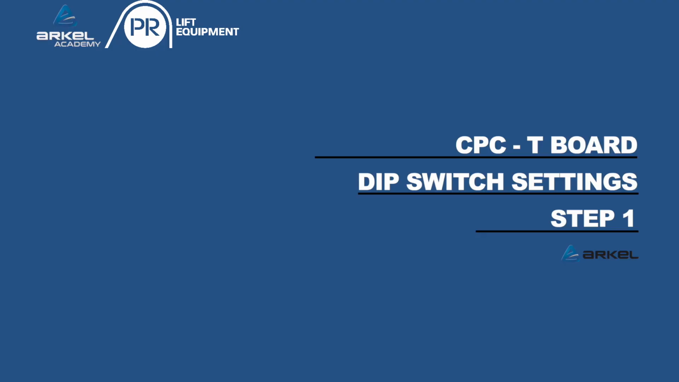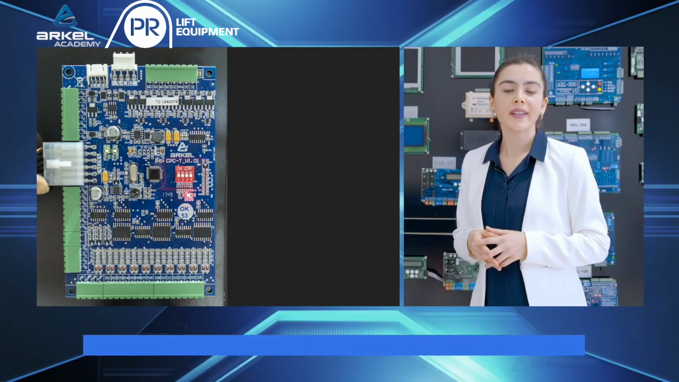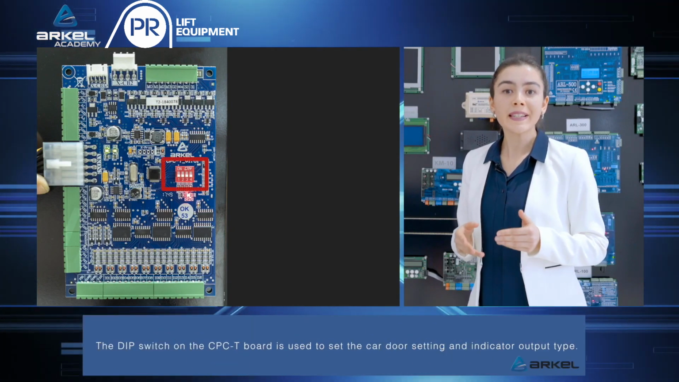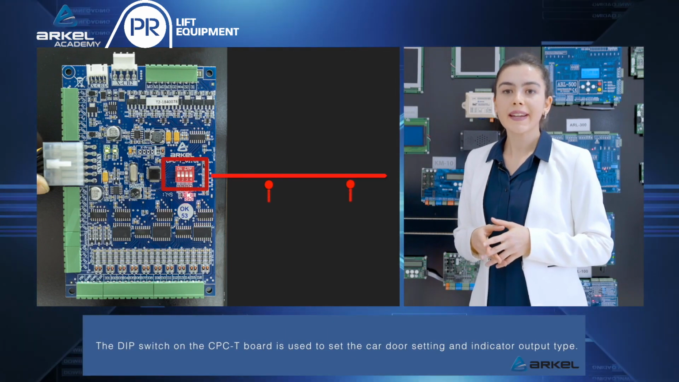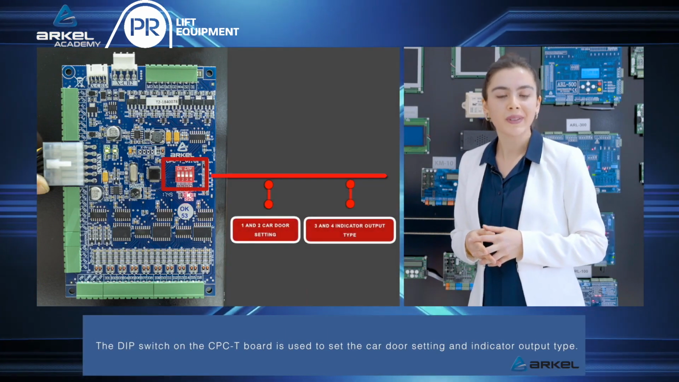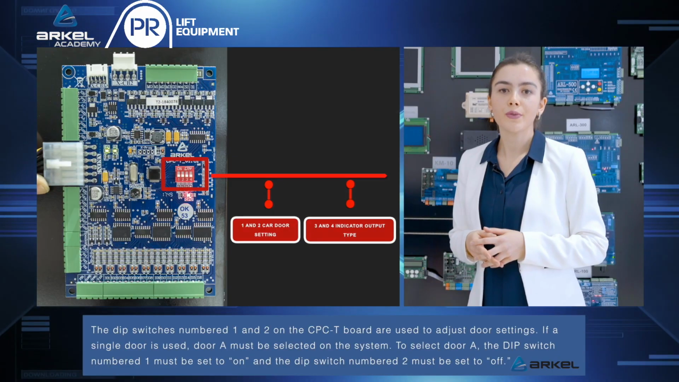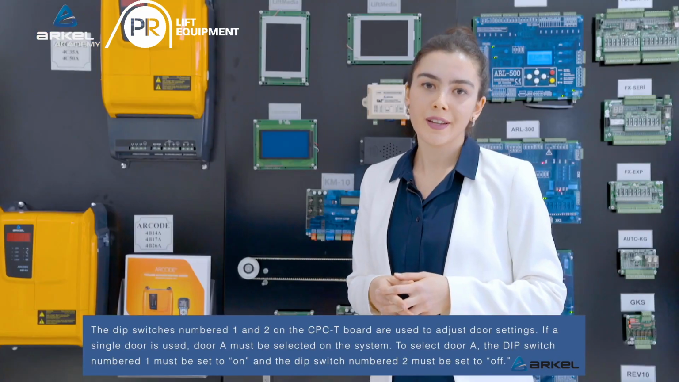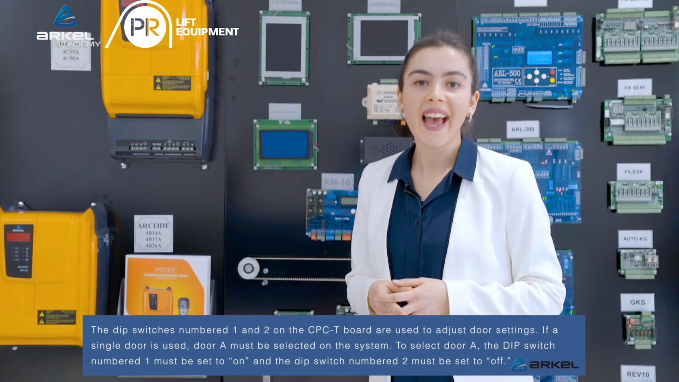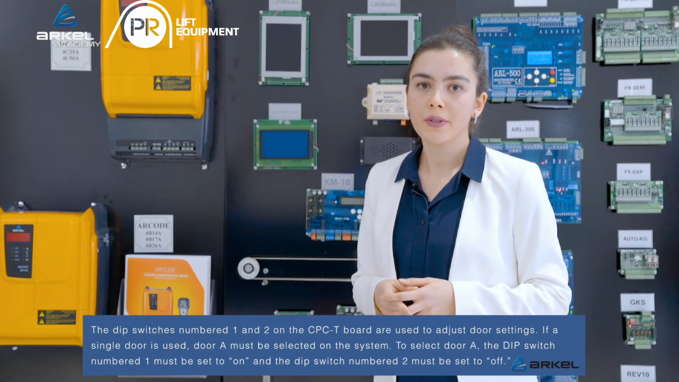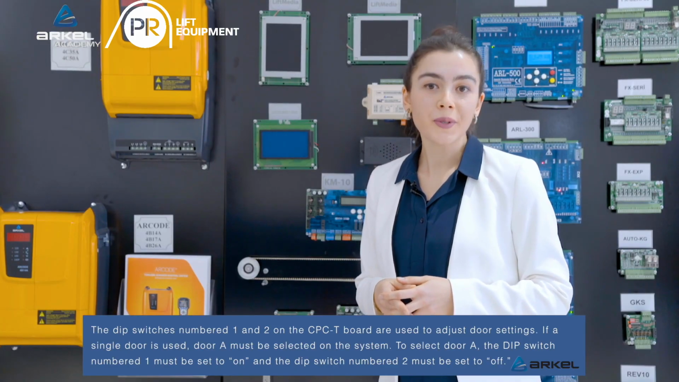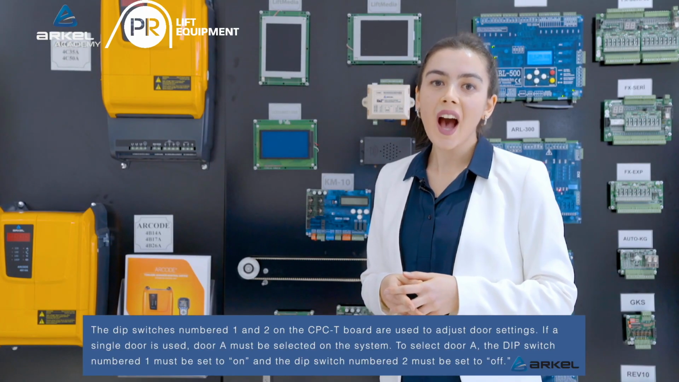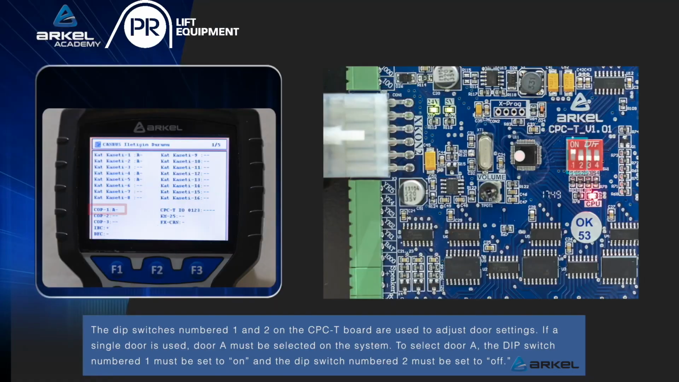CPC-T board dip switch settings. The dip switch on the CPC-T board is used to set the car door settings and indicator output type. The dip switches numbered 1 and 2 on the CPC-T board are used to adjust door settings. If a single door is used, door A must be selected on the system. To select door A, the dip switch numbered 1 must be set to on and the dip switch numbered 2 must be set to off.